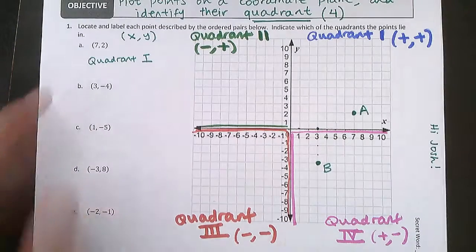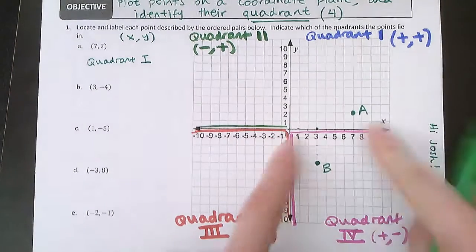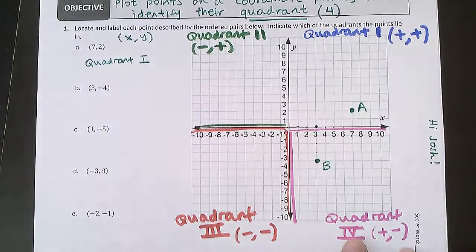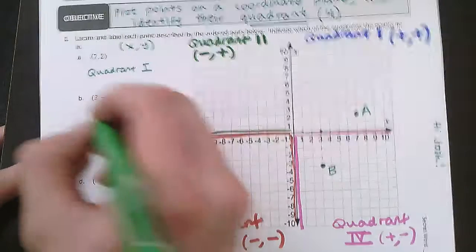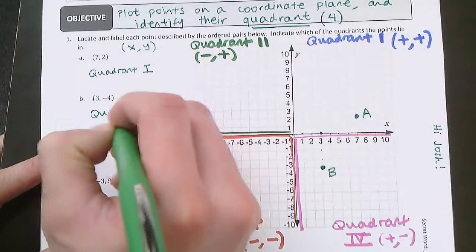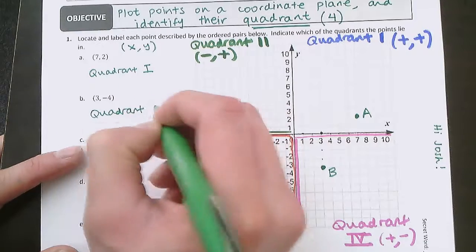And then what quadrant is point B in? Well, it's in this square, and this square is quadrant 4, because it has a positive x and a negative y value. So we would say that this point is in quadrant 4.